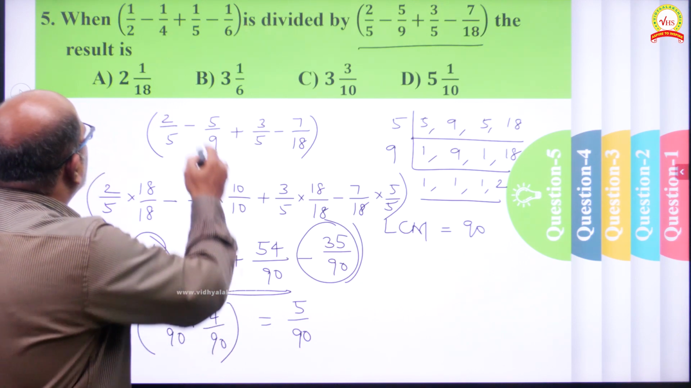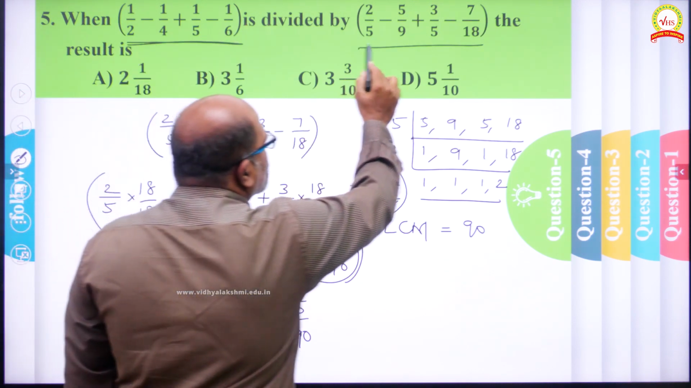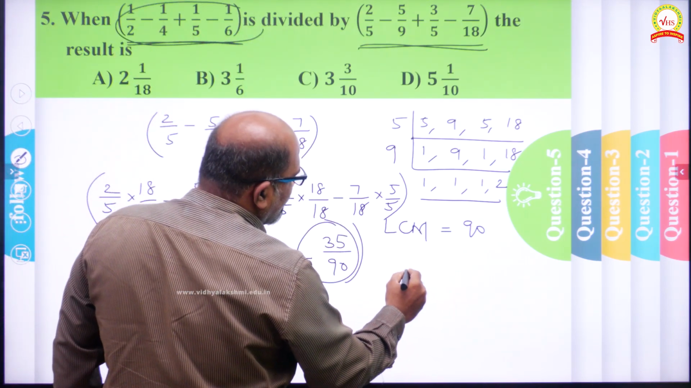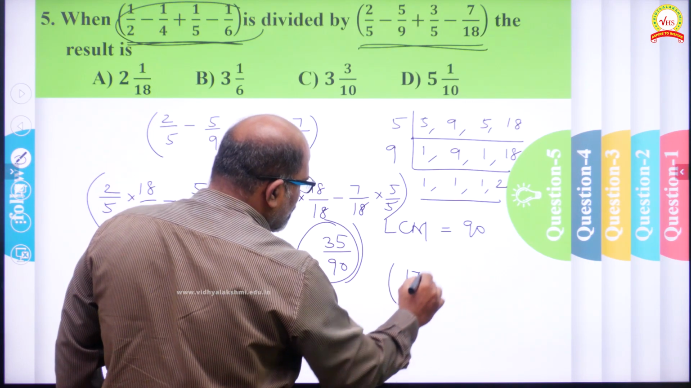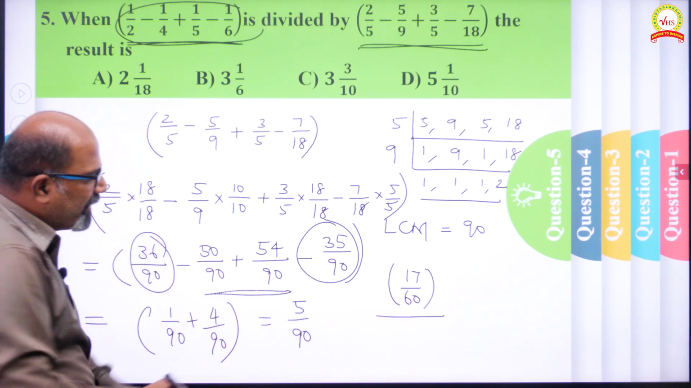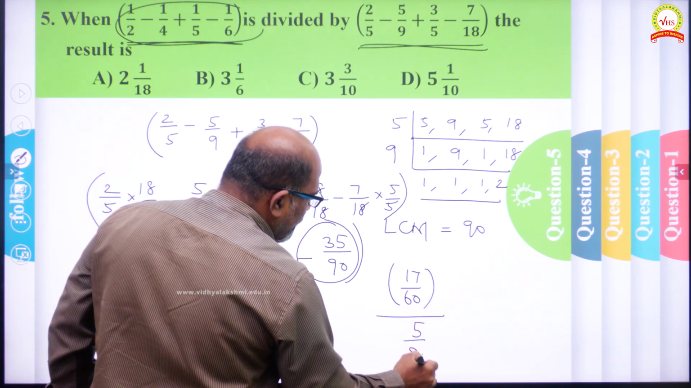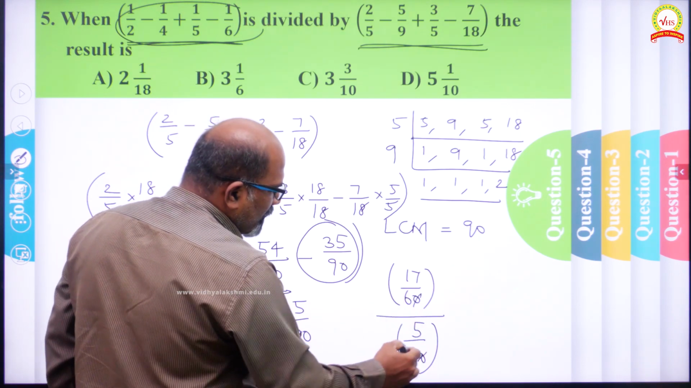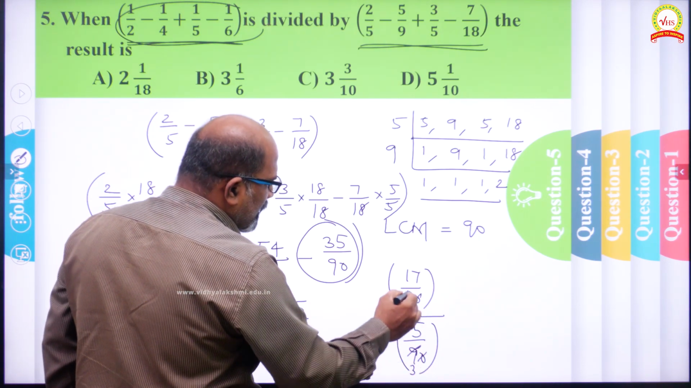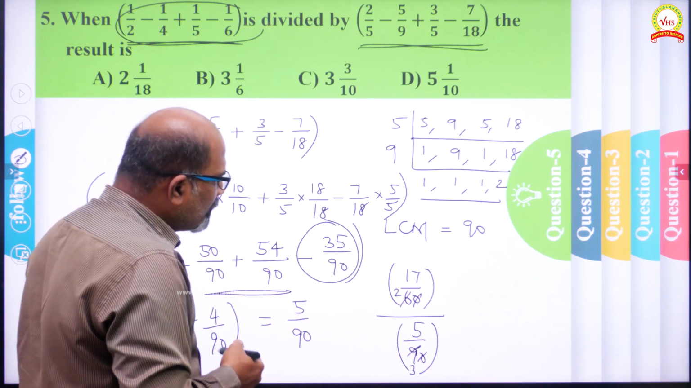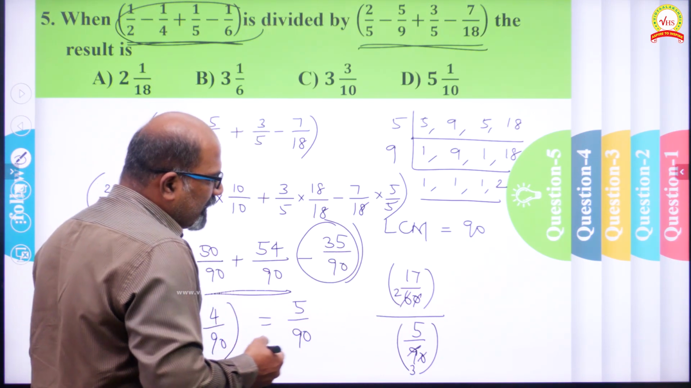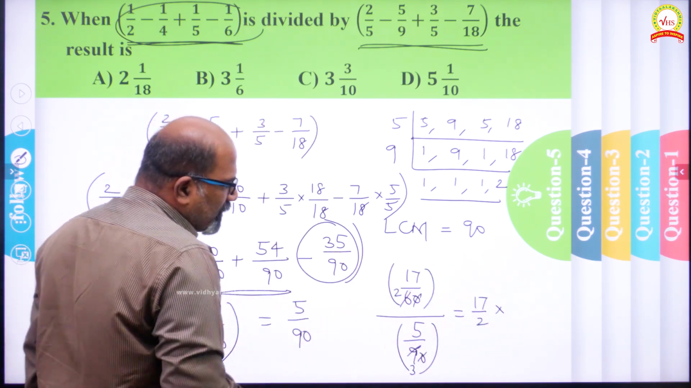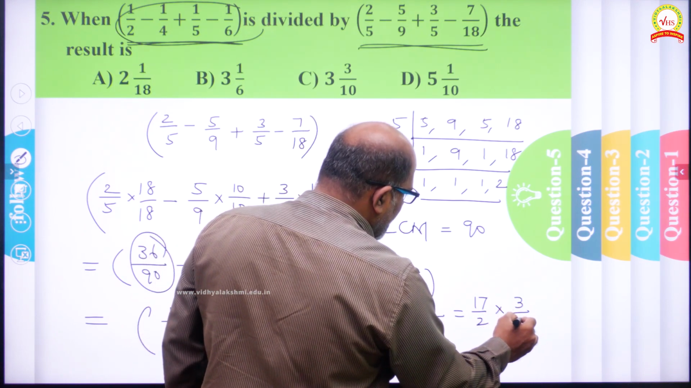Then what do we have to do? We have to divide the simplified value of the first expression by this one. What was the simplified value of the first one that we got? It is 17 by 60. Yes. This we have to divide by 5 by 90. When you divide by 5 by 90, these zeros can be cancelled, and furthermore 3 3s are 9 and 3 2s are 6. No further simplification is available. So we have 17 by 2, and when you take the reciprocal of 5 by 3 it becomes 3 by 5.